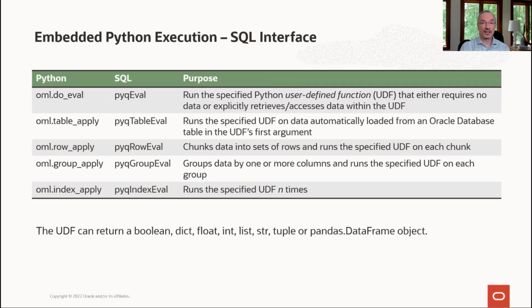If you want to have your UDF be run just multiple times, this is where you would consider index eval. This last function requires a little bit more comment. With index eval, each time the UDF runs, its first argument receives the index number of its invocation. And this allows you to use that number as a random seed, or to generate a random seed, or to select different behaviors within the function. For example, when building models using different algorithms on the same data. Each index value may indicate a different algorithm to use. And the UDF can return a variety of Python object values as listed here.